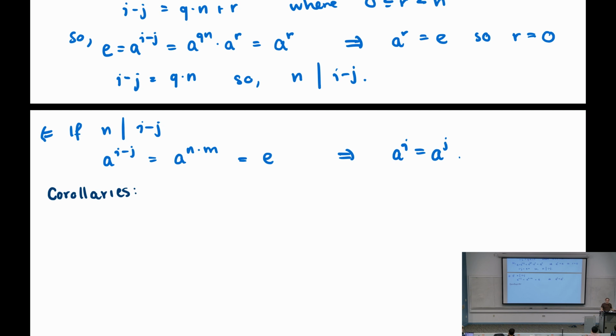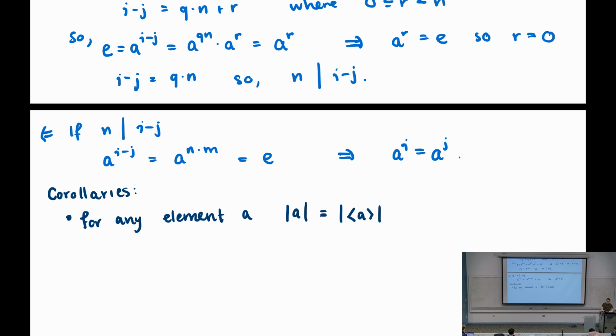So corollary is just kind of like a fancy word for these statements follow immediately from the theorem. The first one is that for any element a of a group, we have that the order of a, which is the least positive n such that a to the n is equal to e, is equal to the order of the subgroup generated by a. Okay, so these notations are consistent.